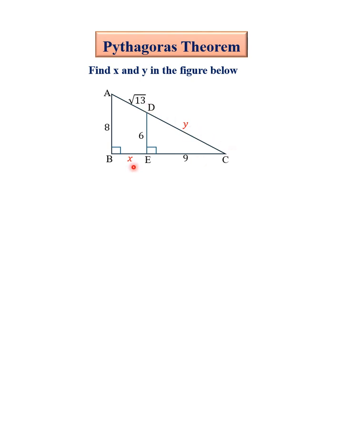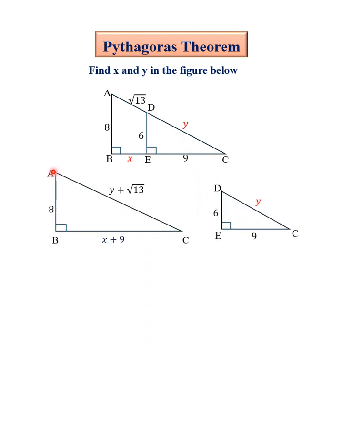So here you will find out that we have two triangles, ABC and a smaller triangle, BEC. If we bring out these two triangles, this is what we have. Triangle ABC with the sides 8, root 13 plus y, and then x plus 9. And the smaller triangle BEC with the sides 6, y and 9. Because these triangles are right-angled triangles, we can solve it using Pythagoras theorem.